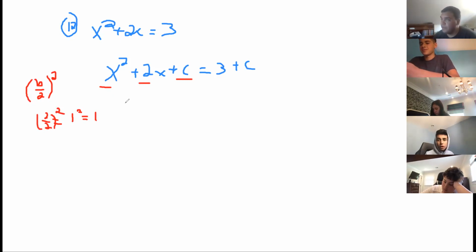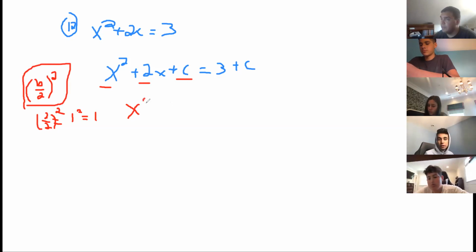Is this like a formula? This part is a formula right here. You see that? That box? I'm still stuck on x squared plus 2x equals 3. What does that formula say? I can't see it. How did you get to that?